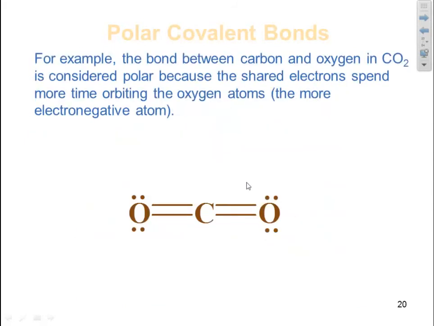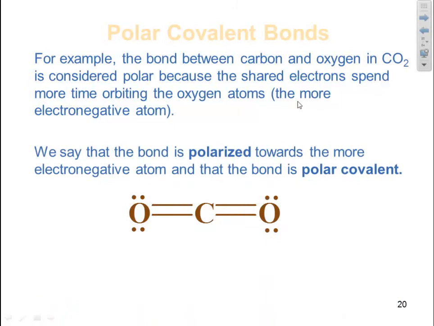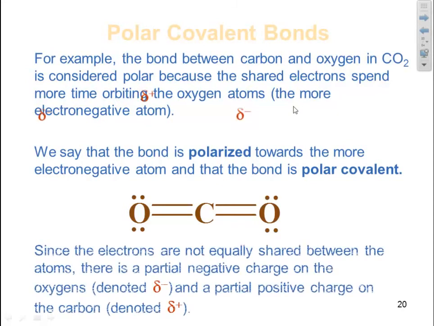For example, the bond between carbon and oxygen in CO2 is considered polar because the shared electrons spend more time orbiting around oxygen atoms. Oxygen is the more electronegative atom. We say that the bond is polarized toward the more electronegative atom and that the bond is polar covalent.